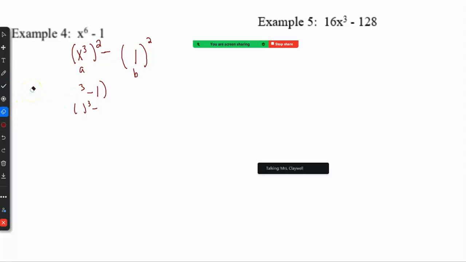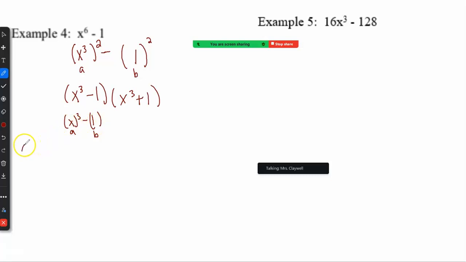Sorry, I'm going to write this just more in the center. You can keep what you have though. A minus b, a plus b. And then I look at these, and these are sums and difference of cubes. So now my a and b are x and 1. So a minus b, a squared plus a times b plus b squared. Same sign, opposite sign, always positive sign.